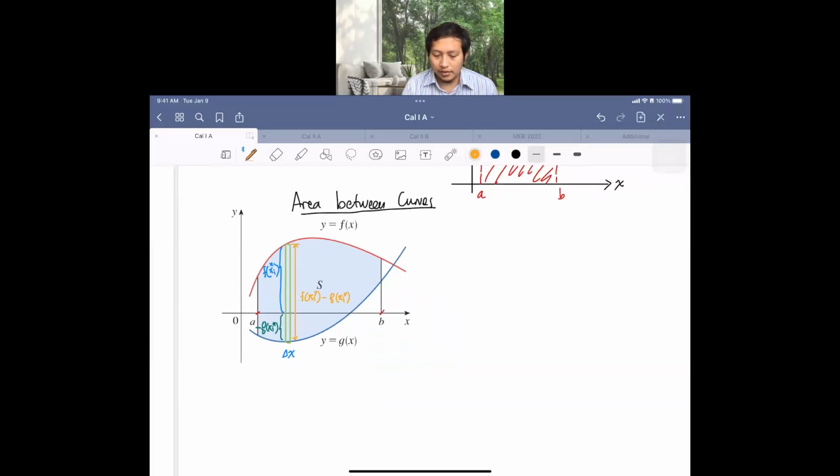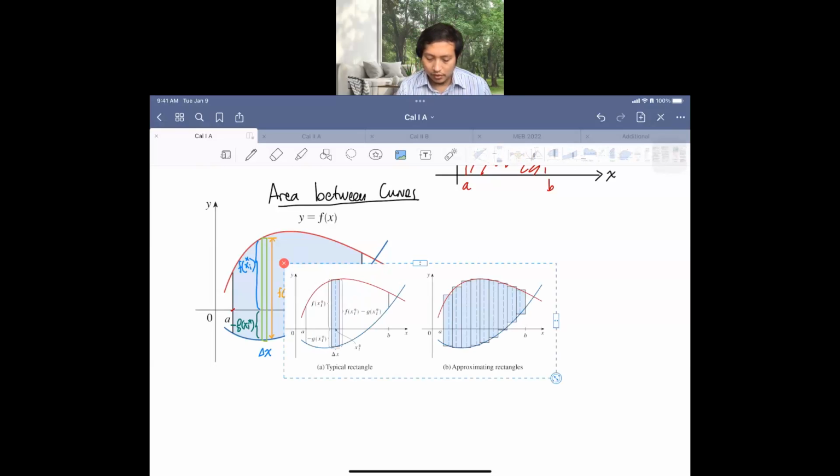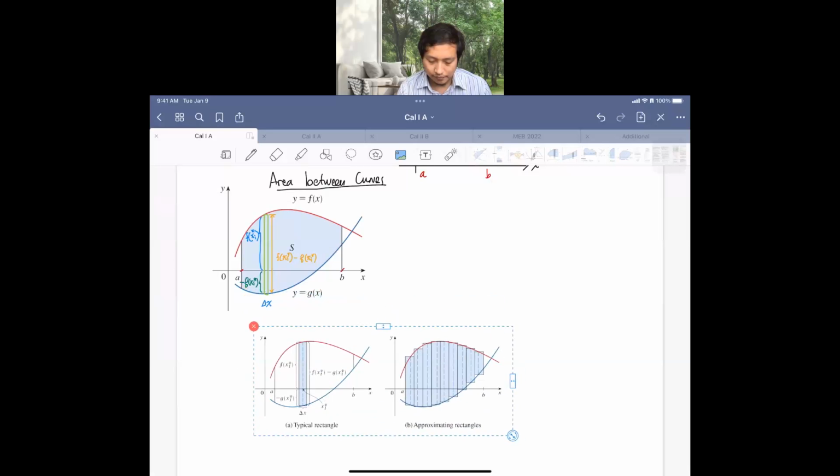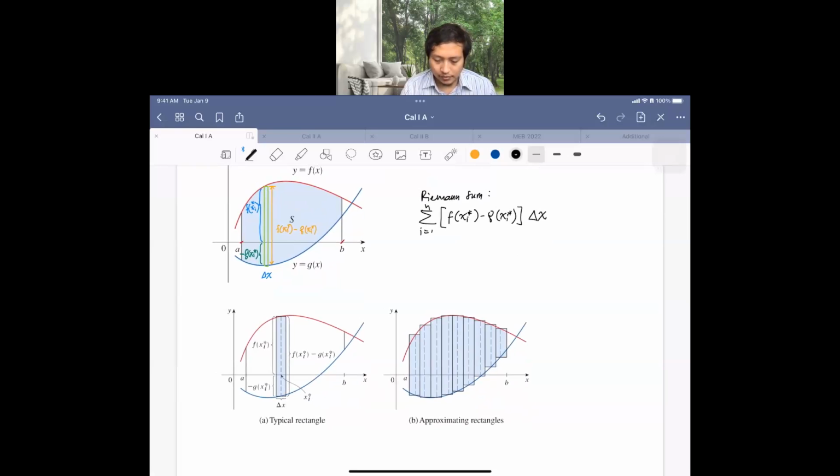right? And if we make the slicing with all rectangles, then we have these approximations. And as we mentioned in the introduction of the integral, we have the Riemann sum, and in this case, this will be the difference between f and g, right? Okay, this is approximating the rectangle. And as n gets larger, right?